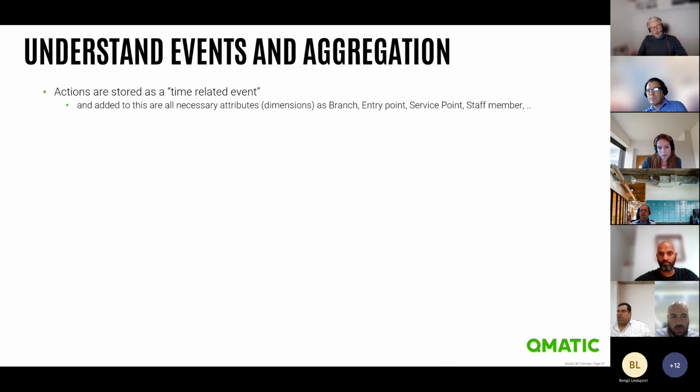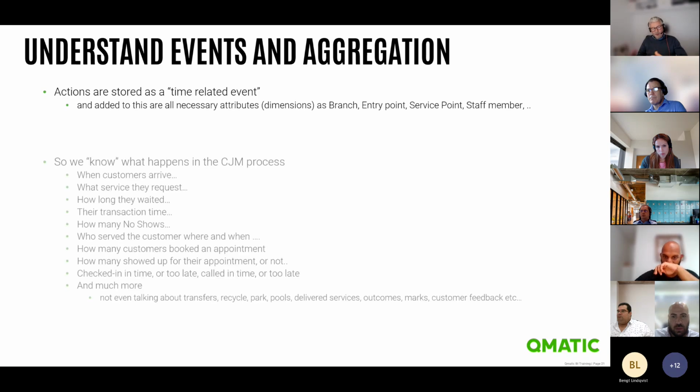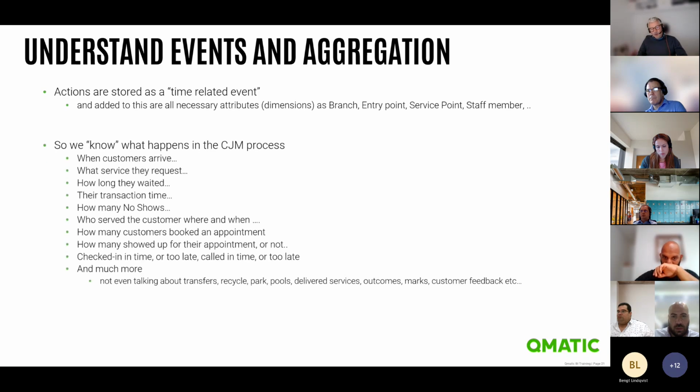So what you need to know, what we do in our data, we store actions, as we say it, or as time-related events. So this is a bit, wording I use. We store all the actions in the system, and added to that, we use attributes or dimensions as branches and entry point, which are kiosks and receptions and concierges, service points or counters or desks. We use different names in our organization, but staff members, and of course time and date and all these kind of things. So all that is stored in data, so we know what happens in the customer journey management process, you could say. We know when they arrive, what service they want, how long they waited, their transaction times, etc., etc., etc. Although this is just what we store as data.